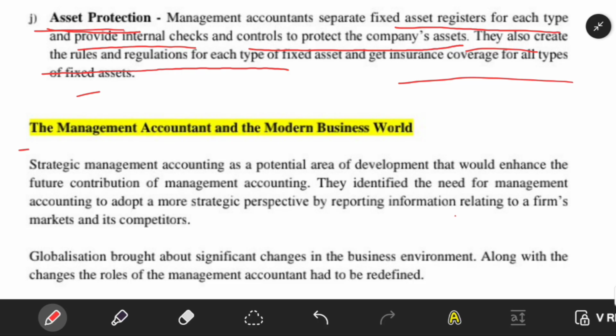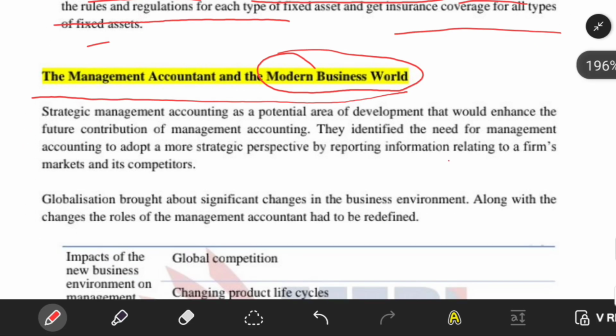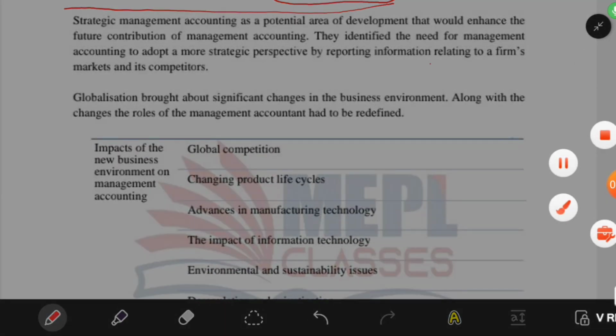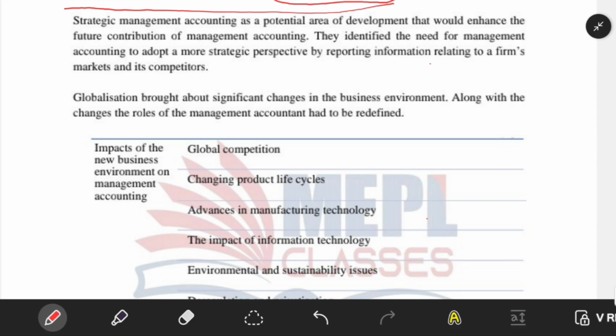Now, next is the management accountant and the modern business world. If a question is asked about the functions of the management accountant in the modern business world, then you have to write these points. Today's business world is fast changing, technology driven, and globally competitive. So the role of the management accountant has also evolved. It is no longer just about accounts and reports. Now they act like a strategic business partner who helps in big decisions, future planning, and business growth.